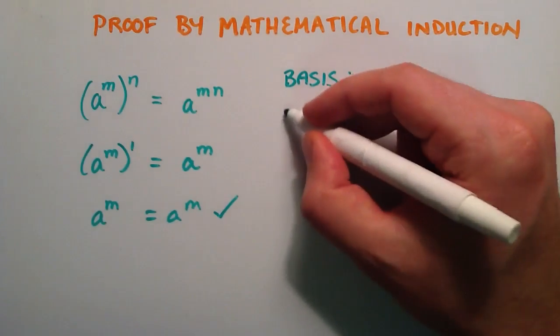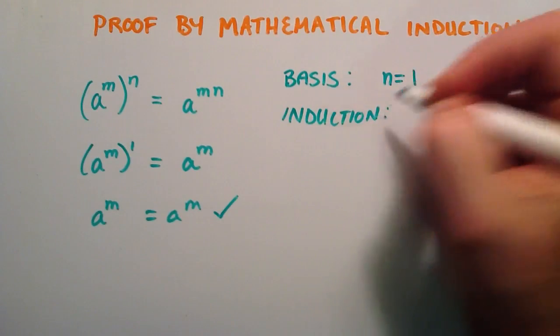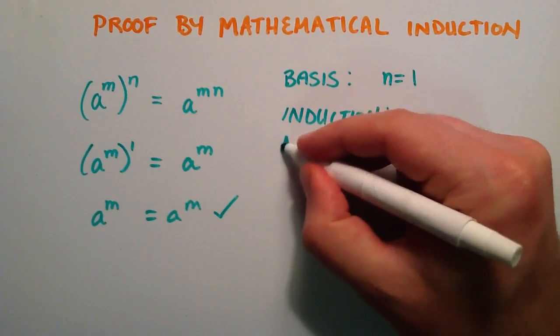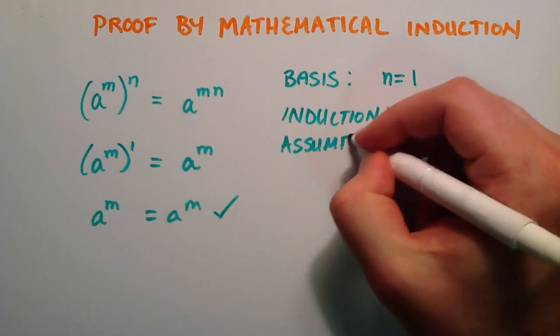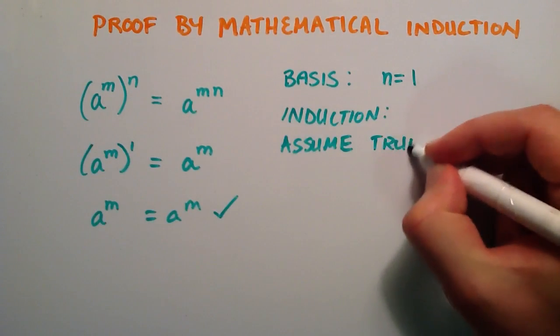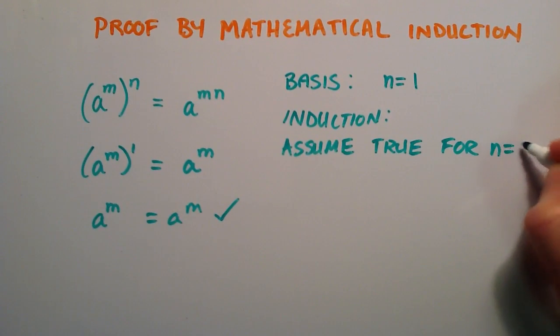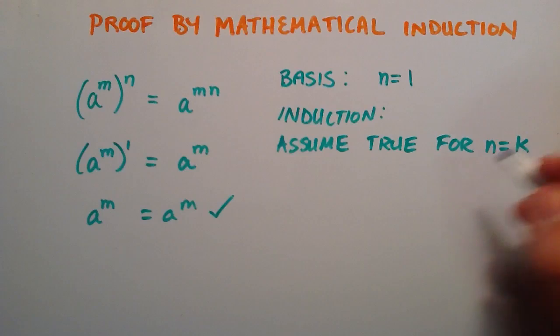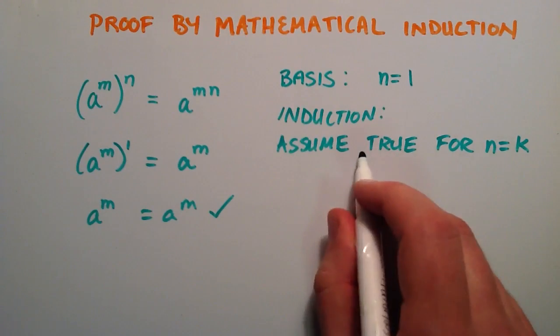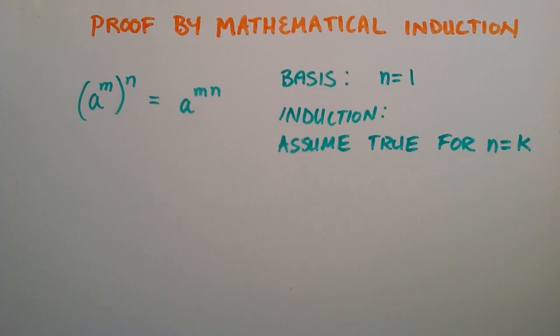So the next thing we're going to do is the induction step. For the induction step, we're basically going to assume that this statement right here is true for the case where n is equal to some number k. So we're going to assume that this is true right here. What exactly does that look like? Let's go ahead and just write that down really quick.